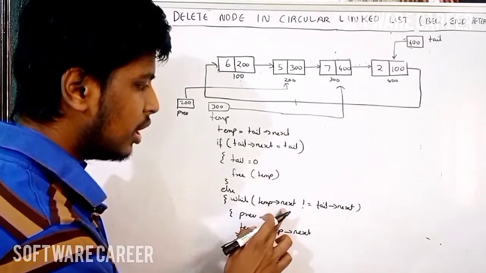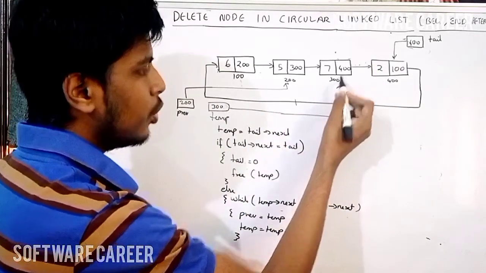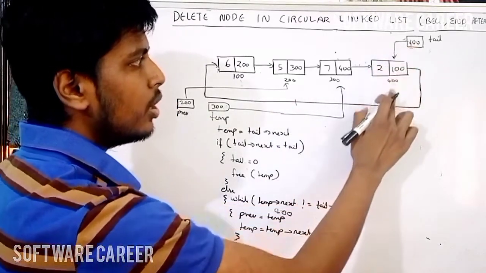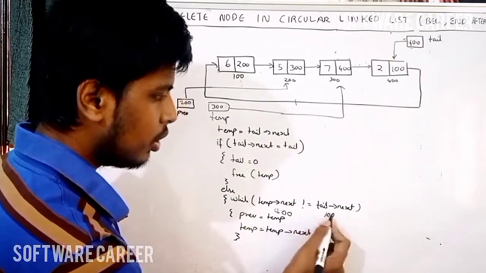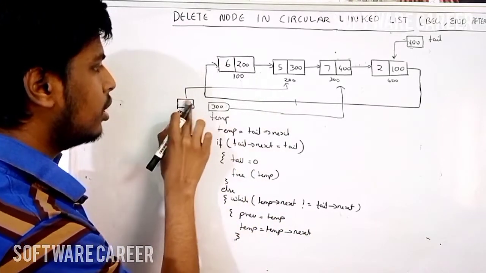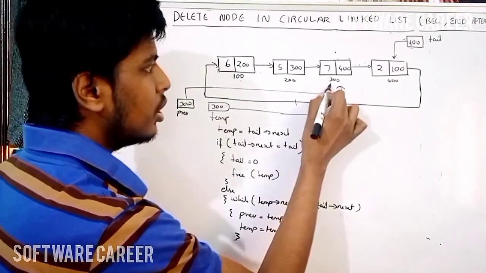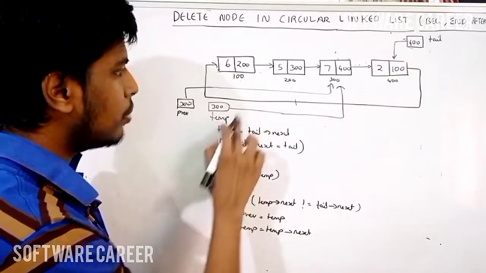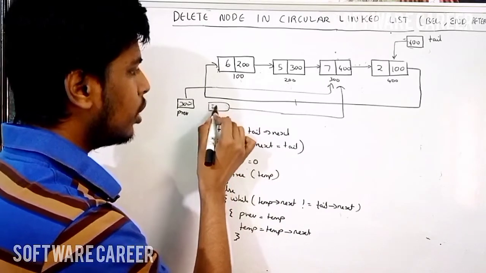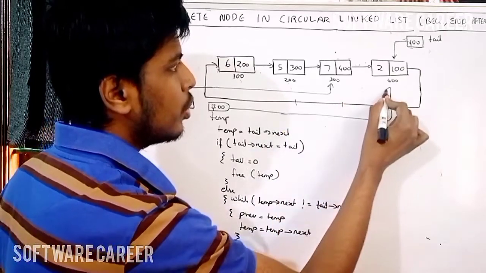Now go back to the same step and check whether temp next not equals to tail next. Temp is 300. 300 next is 400. Now what is tail next? Tail is 400. 400 next is 100. So 400 is not equal to 100. So enter into this step. Previous equals temp. What is temp? 300. 300 is put on this previous. Now this previous is pointing to 300. Now temp equals temp next. That means move the temp one step forward. Temp is 300. 300 next is 400. So 400 is put on this. So this pointer is getting cancelled and this pointer is pointing to 400.